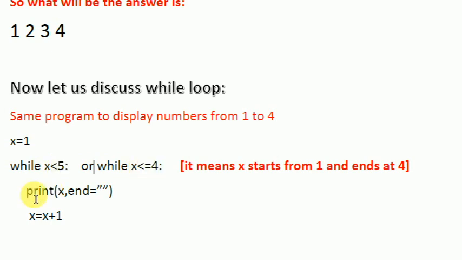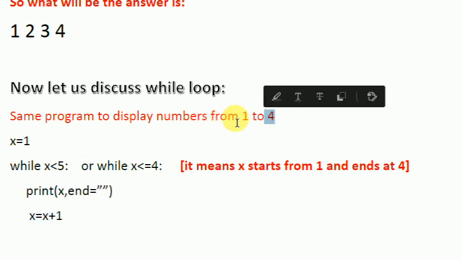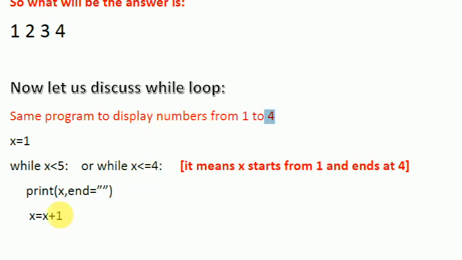The next line is the same, print x, and next is x equals to x plus 1, incrementing. Why? Because we have to print the numbers from 1 to 4. It means the value is increasing by 1, so we have to use x equals to x plus 1. Let us discuss this through practical also.